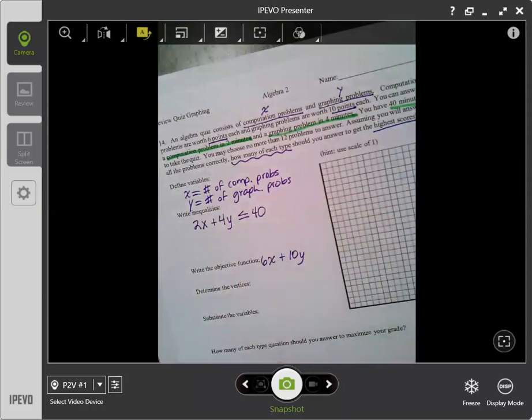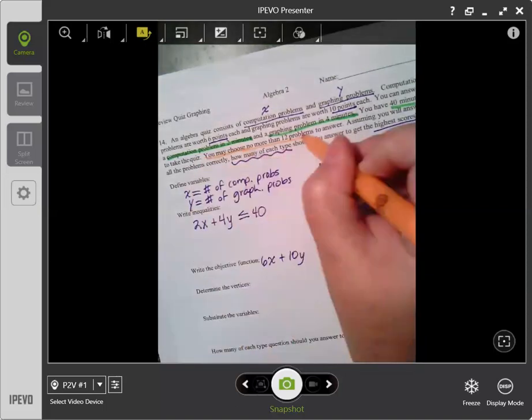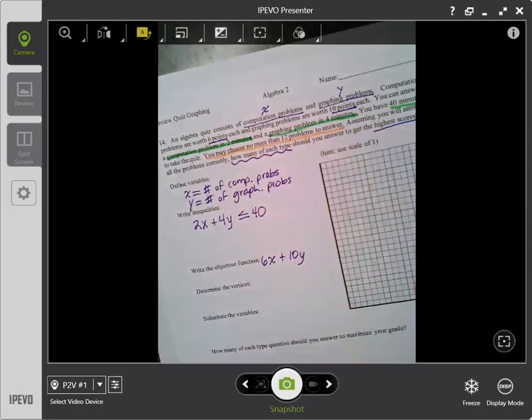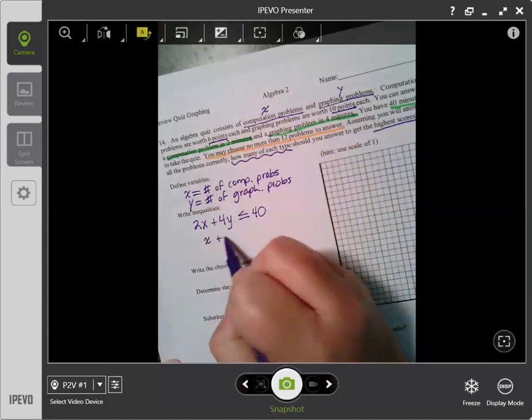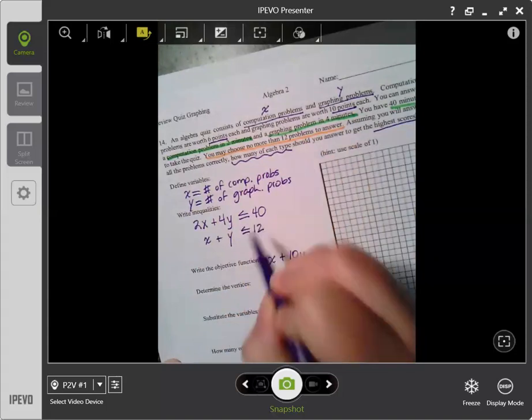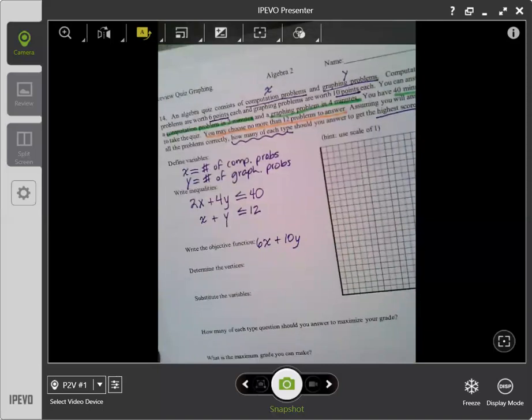Okay? Then our next sentence says, you may choose no more than 12 problems to answer. So that's a total. Very often in these, you'll have at least one sentence or constraint that talks about a total, meaning total number, how many altogether. So together, up to 12 problems is what I can answer. Again, that's another limitation. Together, the number of computation problems plus the number of graphing problems has to total less than or equal to 12.